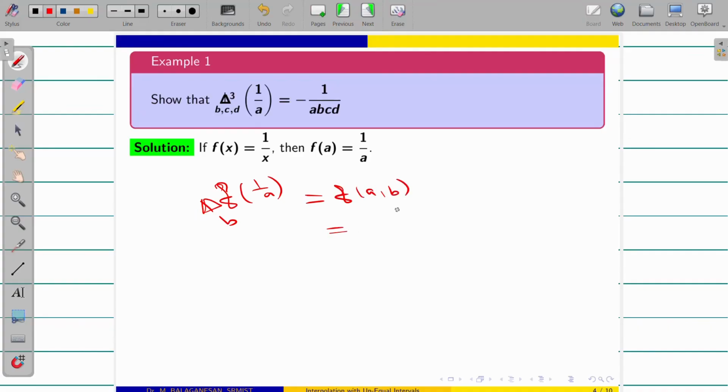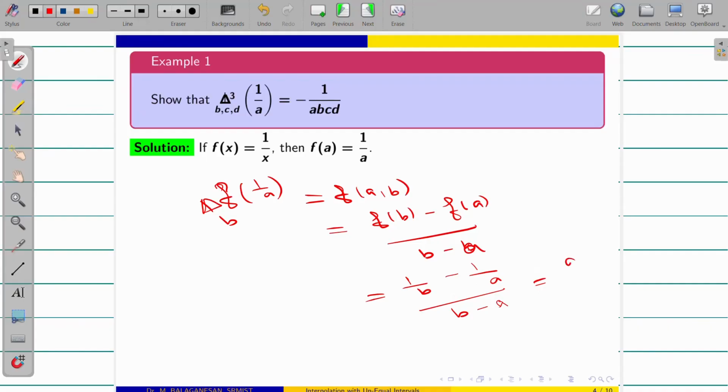How can you write? You know very well. F of next value minus f of first value divided by last value minus first value. What is f of b value? 1 by b. What is f of a value? 1 by a. Divided by, sorry, here it is b minus a, last value minus first value. Now take LCM. It will be a minus b divided by ab, whole divided by 1 by minus of a minus b. This b minus a I can write as minus of a minus b.